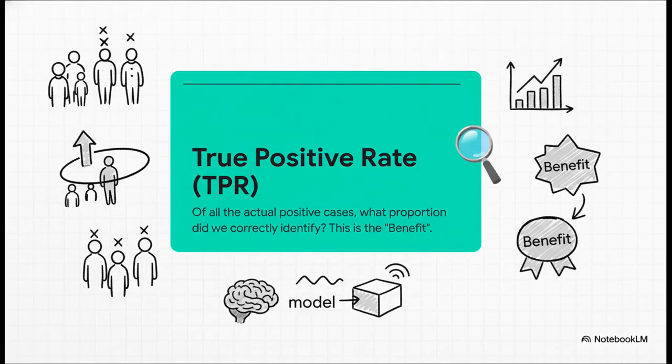First up, we have the true positive rate. You might also hear it called sensitivity or recall. Just think of this as the benefit. It asks a simple question. Out of all of the people who actually had the disease, how many did our model correctly catch? Obviously, we want this number to be as high as possible.